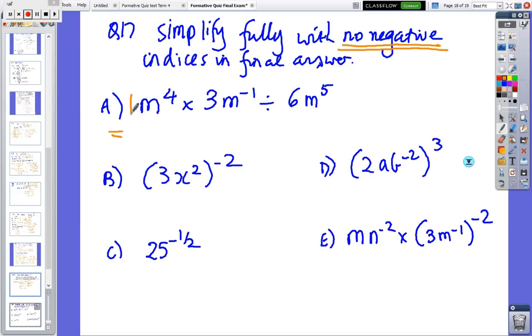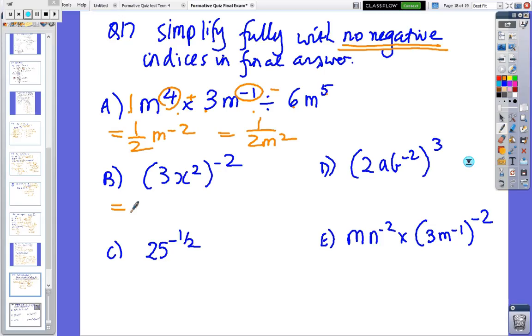Okay, so we'll do the numbers. 1 times 3 is 3. 3 divided by 6 is a half. So the coefficients are half. For m, 4 plus minus 1 is 3. 3 minus 5 is minus 2. And so the answer is 1 over 2m squared.